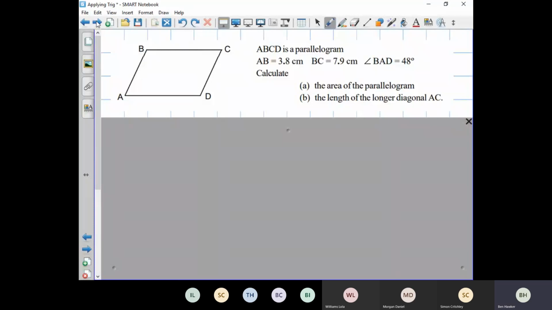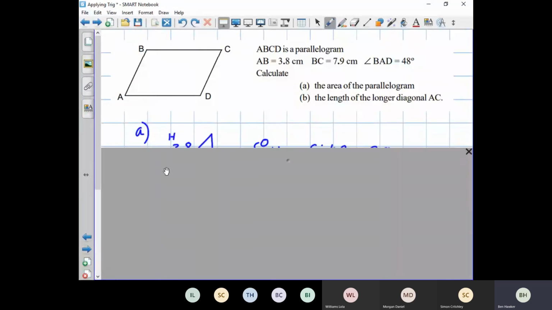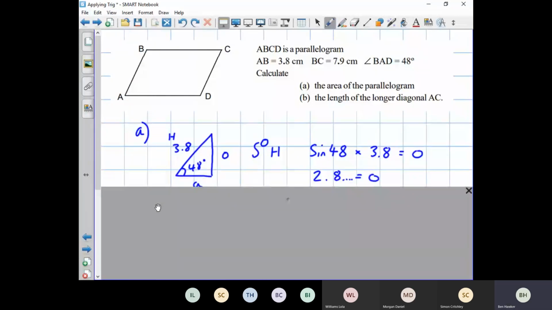Okay, maybe we've got on to the first bit. It's the area of the parallelogram. Hopefully we recognised that in order to get the area of the parallelogram, we needed to get the height.